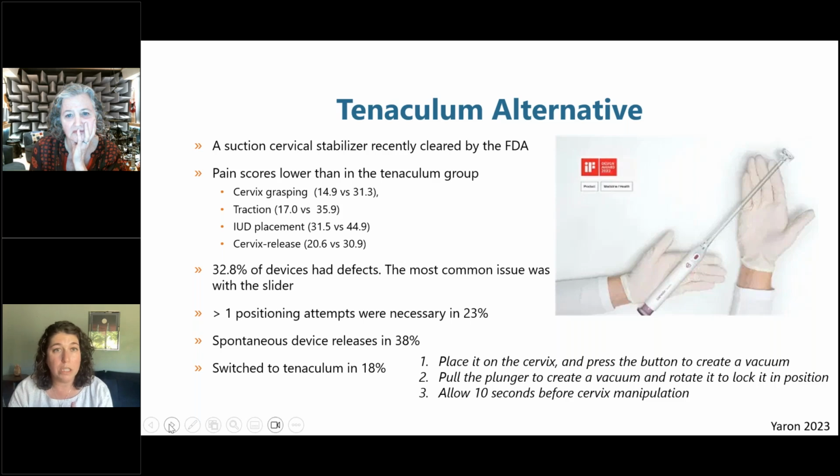There's newer data that Patty and I were just reviewing literally before, that seems to be a little bit better from a use perspective. But one thing to notice is that there were lower pain scores with this device than with the tenaculum. And that was in the next two studies as well. It was pretty universal across the studies.